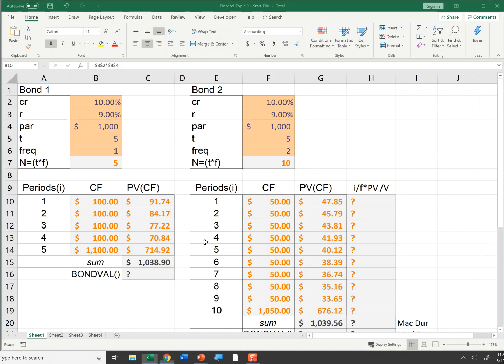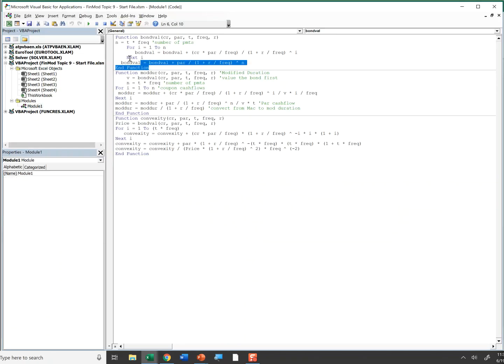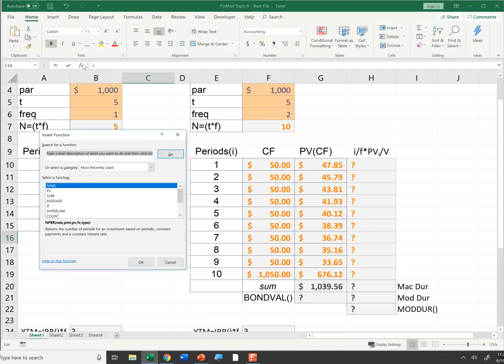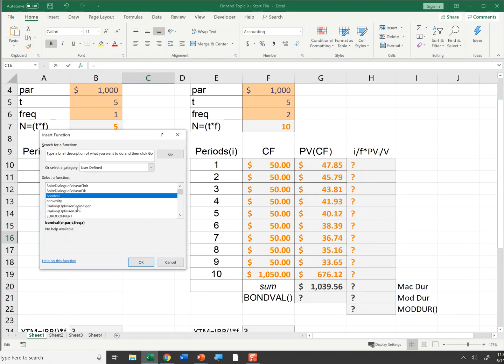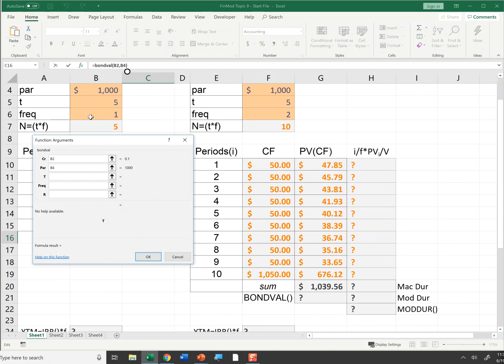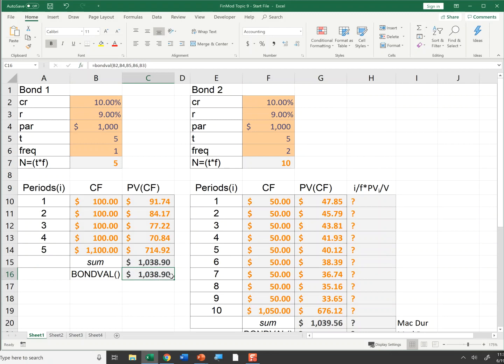We'll go back to Excel. I can hit Alt F11 and see the function right here. There it is. I'll insert it down here. So let's go ahead and put bondval in. So I'm going to insert, user defined, bondval, and I'll put in the coupon rate, the par, the maturity in years, the frequency, and the discount rate. And there's my $1,038.90.